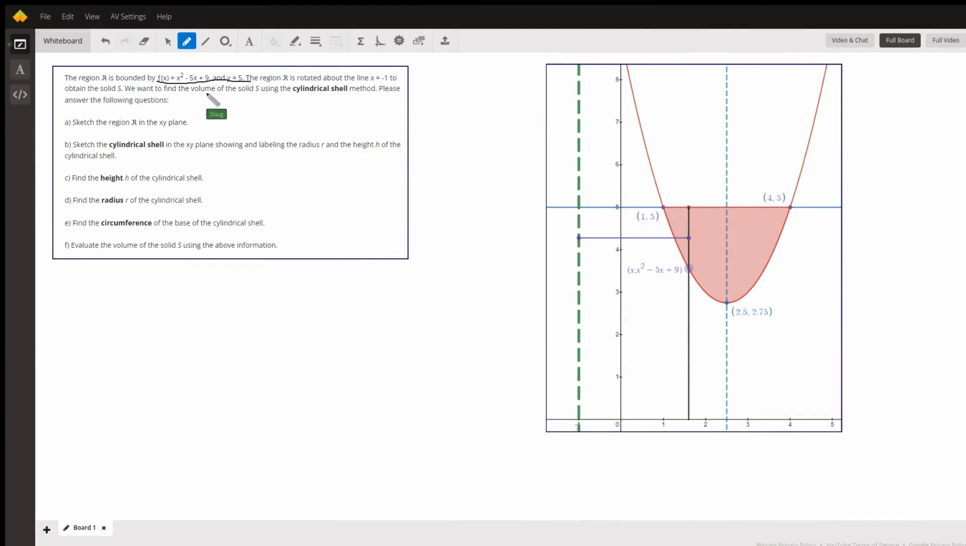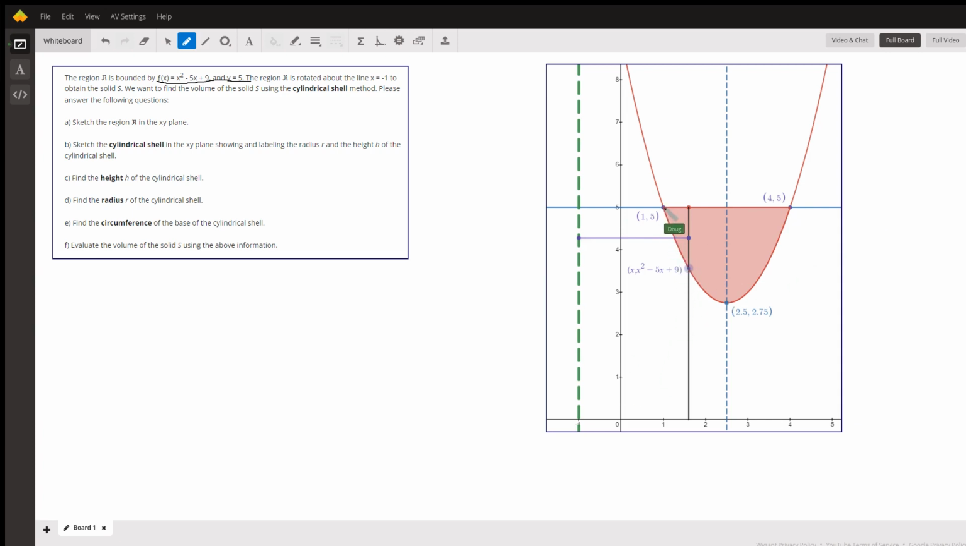Okay, here we go. Hopefully you don't have too much of an issue sketching what's happening here. This is the parabola y equals x squared minus 5x plus 9. I just kind of graphed in the axis of symmetry, which is halfway between 1 and 4, because this is y equals 5, a horizontal line.